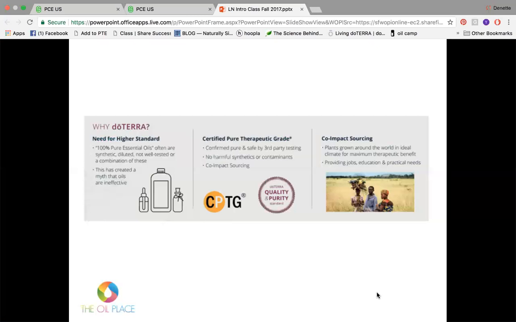They're really going to build a working relationship to help these third world countries, like where frankincense is grown over in Somalia. So it's really a global foundation that doTERRA has created to help provide us with the highest quality standard oils, and also help those who are having a hard time helping themselves get a step ahead.